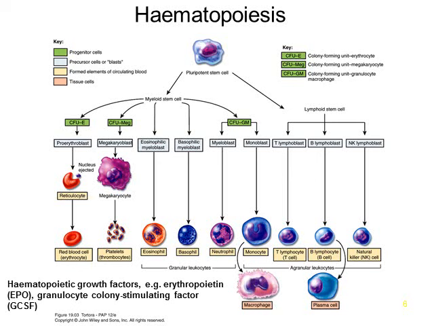Monocytes are unusual cells because they have the ability to actually migrate out of the blood circulation and develop into mature macrophages. These are phagocytic cells of the immune system, and we will come on to them later.